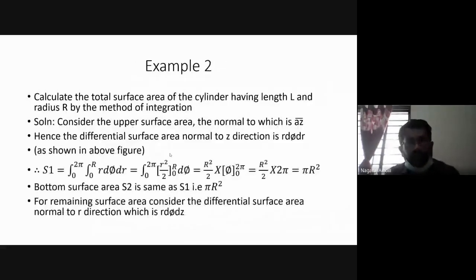Note down this, students. Calculate the total surface area of the cylinder having length L and radius R by the method of integration. Note down the particular example. The figure is the same. Whatever figure you have taken for example 1, the same figure is used for example 2 also. Note down the question first.